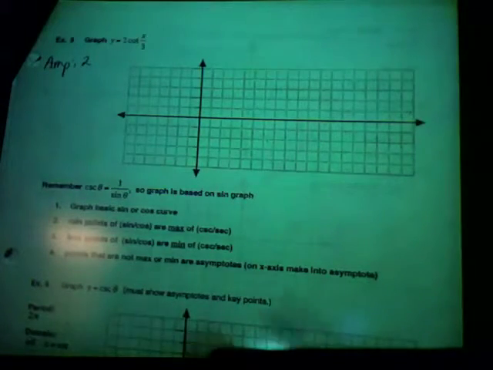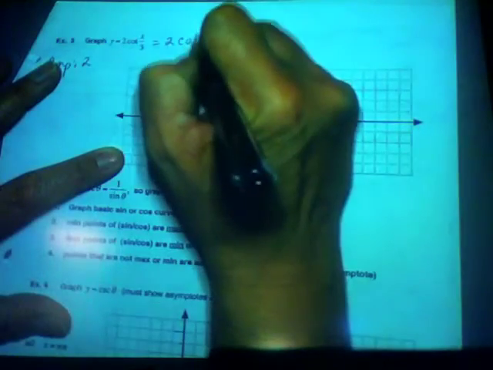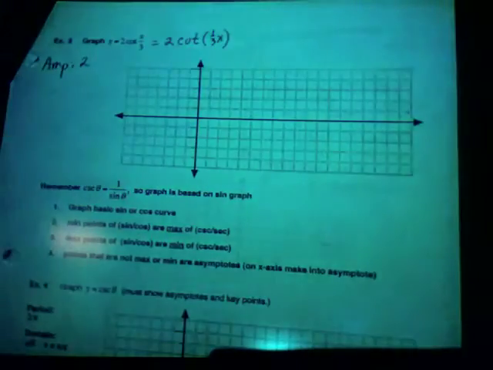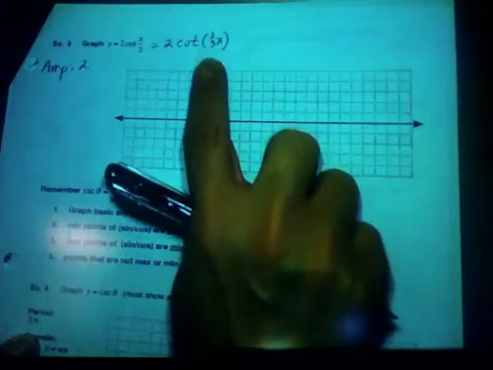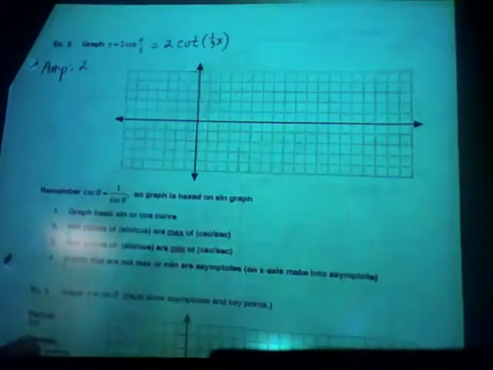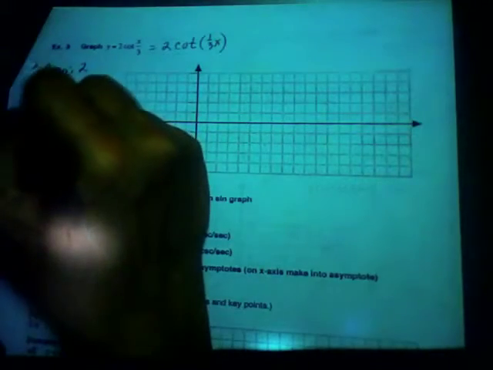Remember from yesterday that whatever is happening to x affects your asymptotes because it affects your period. Really, isn't this 2 times the cotangent of 1/3 x? Why is it? Because x is being divided by 3, so take x out of the fraction. Don't you have 1/3 x? Okay. So then we're going to find our asymptotes.